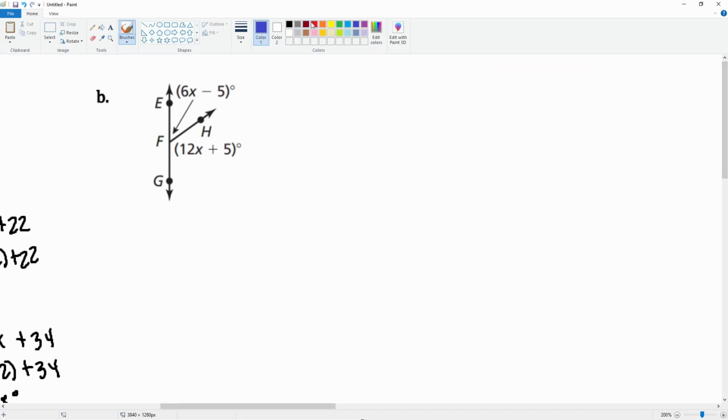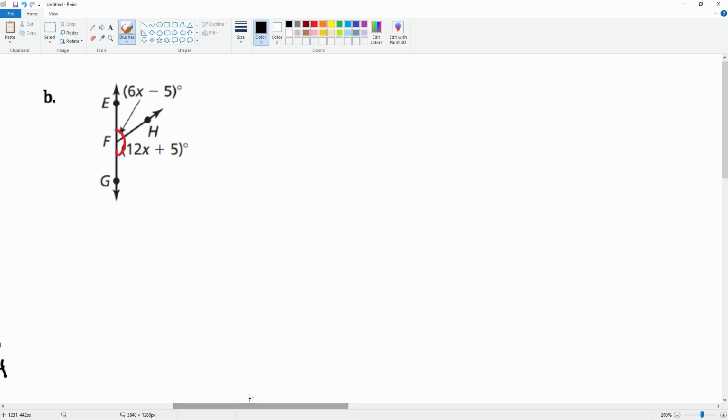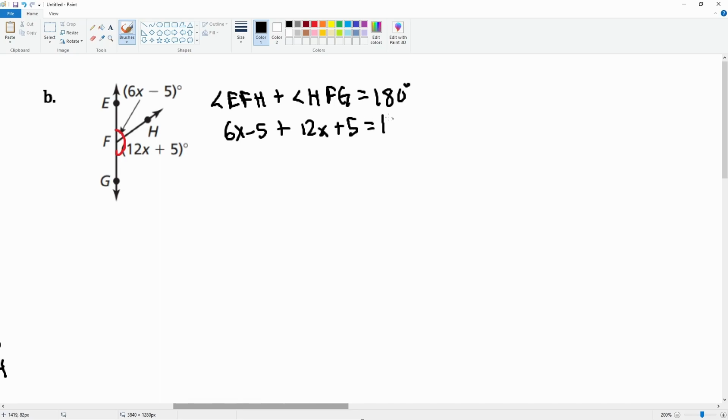Next, we see that this is a straight line. That means these two angles add up to 180 degrees. That means angle EFH plus angle HFG is equal to 180 degrees. 6x minus 5 plus 12x plus 5 is equal to 180 degrees. 6x and 12x is 18x. Negative 5 plus 5 just becomes 0, so we don't write anything. 18x is equal to 180 degrees. Divide by 18 on both sides. This cancels. x is equal to 10.